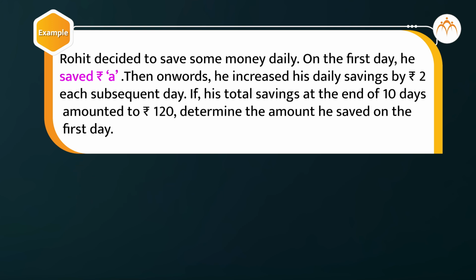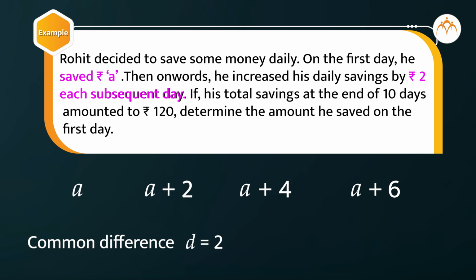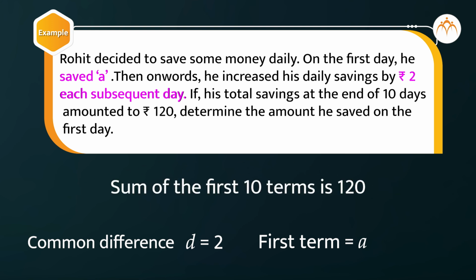Then he increased his savings by 2 rupees each subsequent day. So, his daily savings were A rupees, A plus 2, A plus 4, A plus 6 and so on. The amounts saved over 10 days form an arithmetic progression with common difference D equal to 2 and the first term A. After 10 days, the total savings amounted to 120 rupees. So, the sum of the first 10 terms is 120 and we need to find the first term A.